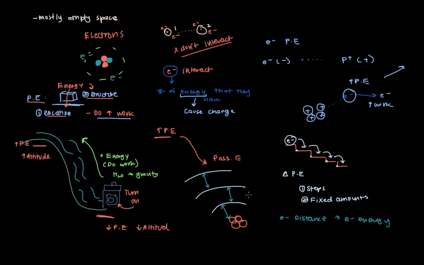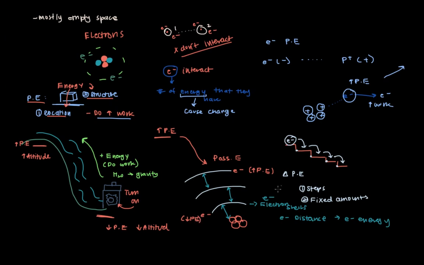We call these electron shells, and these are where electrons are found. They're in here. They cannot be in between here. No, they can't. They can only be on the shell area. So let's say, for example, we had an electron here and an electron here. This one has more potential energy, meaning it could do more work than the one here. So this one has less potential energy.